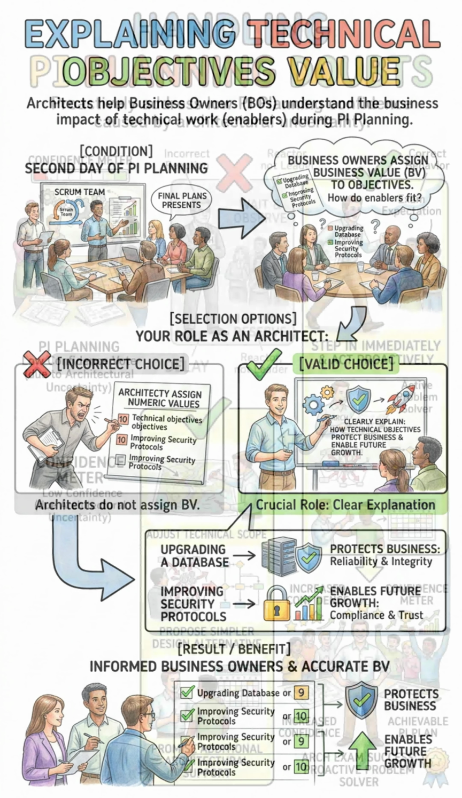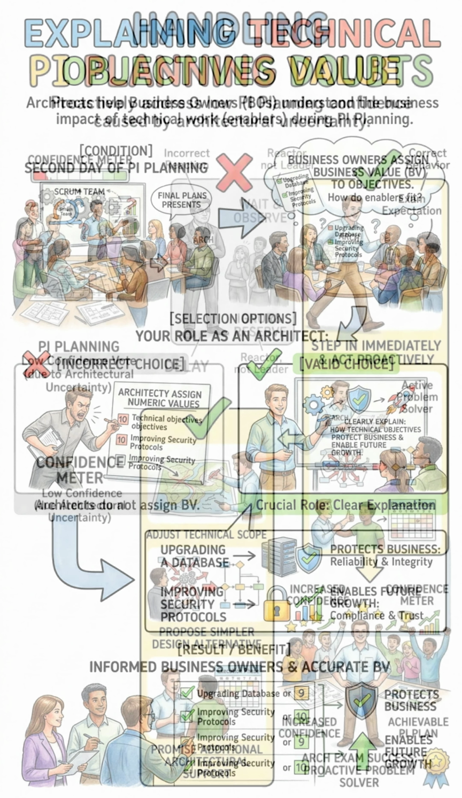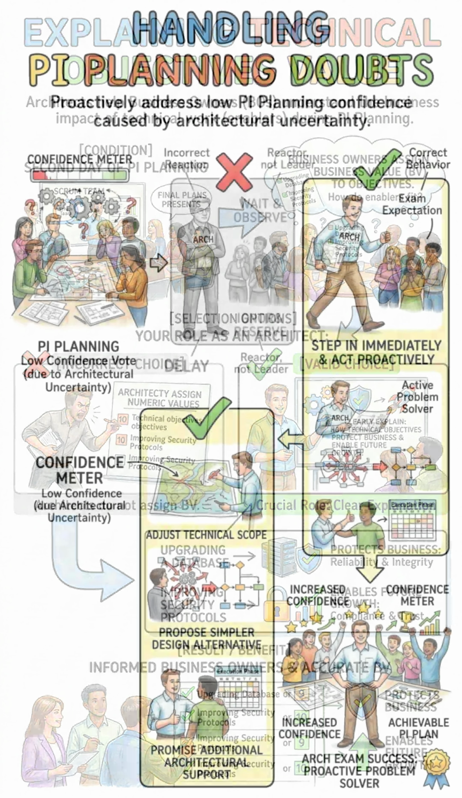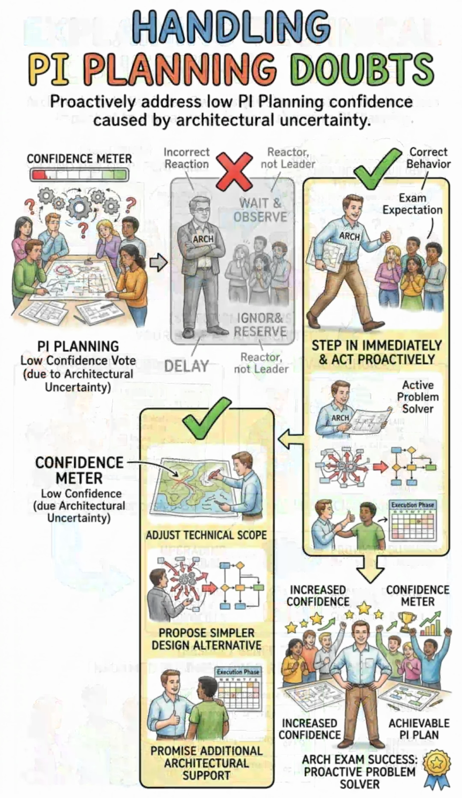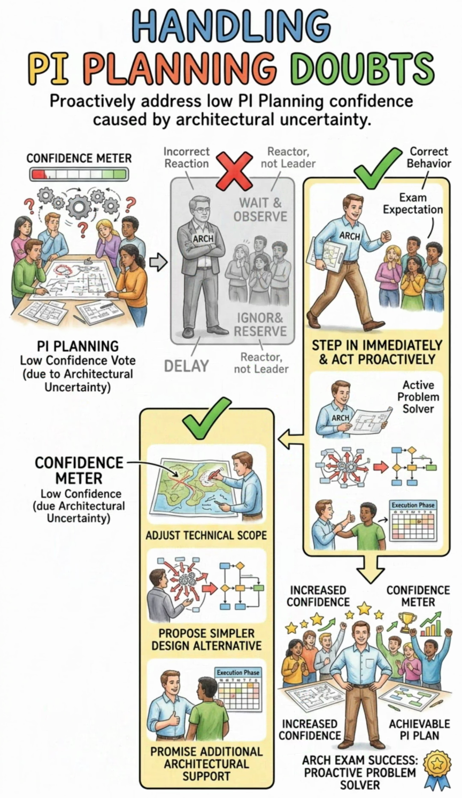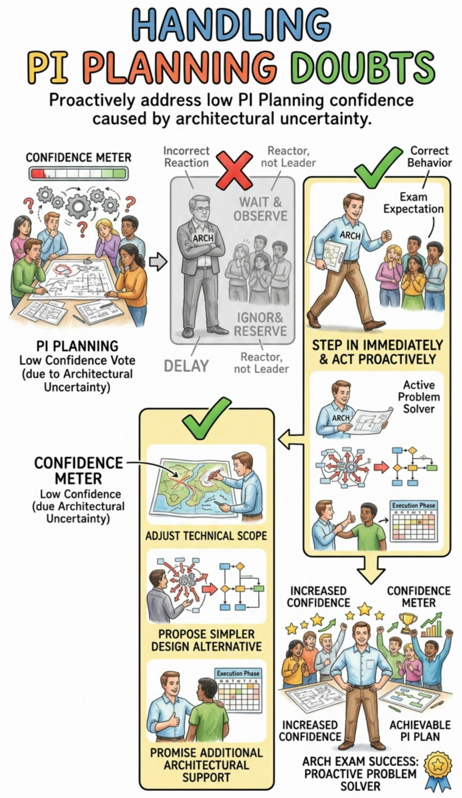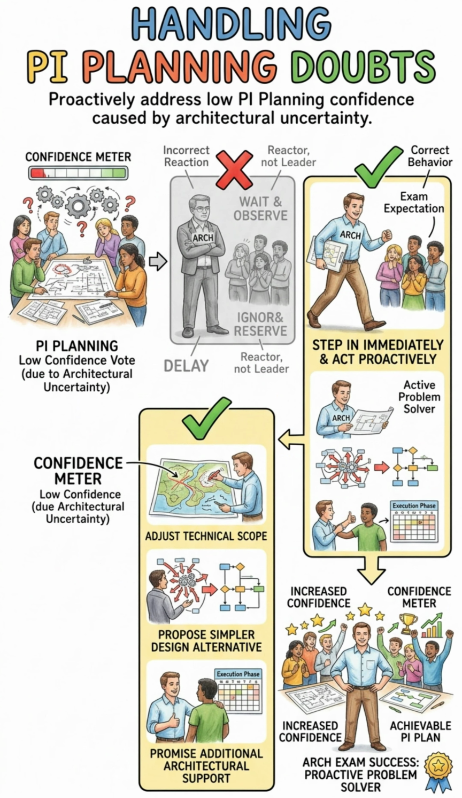PI planning concludes with a confidence vote, where everyone on the train indicates how confident they are in achieving the plan. If confidence is low due to architectural uncertainty, you must step in immediately. You might need to adjust the technical scope, propose a simpler design alternative, or promise additional architectural support during the execution phase. The exam expects you to be a proactive problem solver when technical doubts arise.